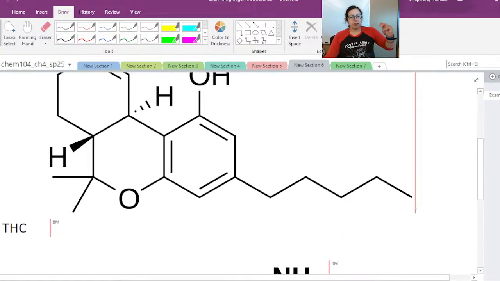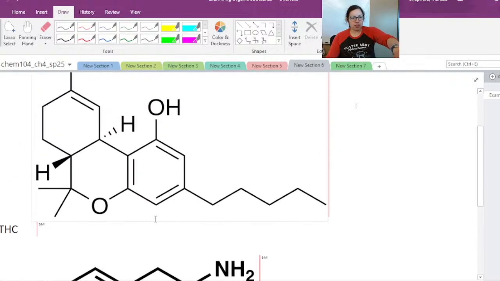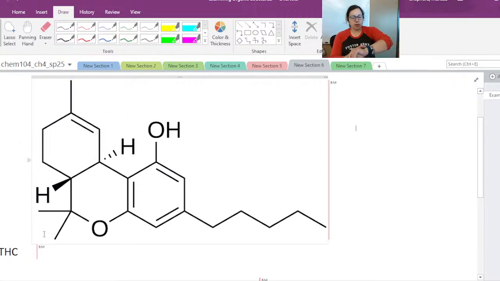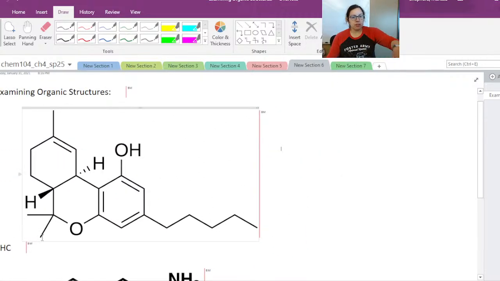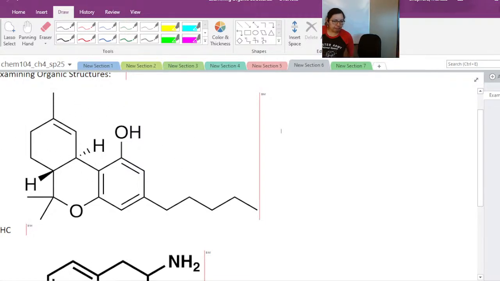All right, so the last bit is just examining these structures and seeing if we can write some formulas. So let's practice. Take a few minutes. My suggestion would be to copy it down and then label all your carbons, count your carbons. Don't forget that every one of these points is a carbon. Don't forget the hydrogens aren't drawn.